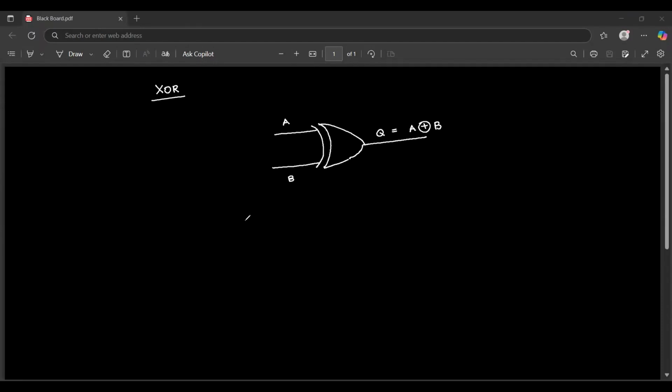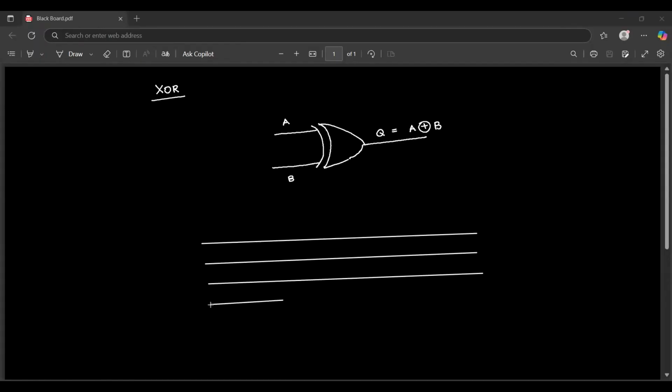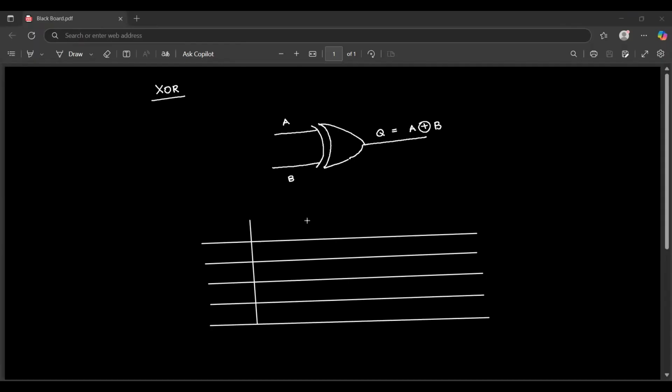Let's look at the truth table. Since the XOR gate takes two inputs, there are four combinations of inputs. Let's draw that first. We have A, we have B, and then we have A XOR B. Let's start with the combinations 0101 0011.